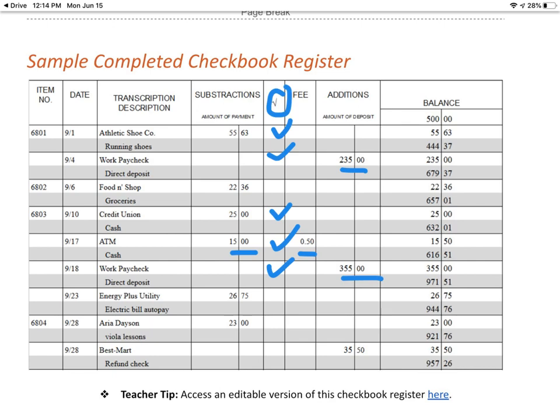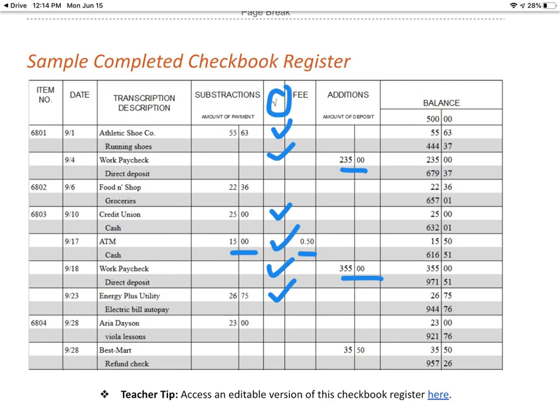Next on the bank statement is energy plus utility. So this is probably an automatic deduction. It's not a check. It's coming out of your bank account for $26.75. Done. And then that's it. That's the only stuff the bank knows about.